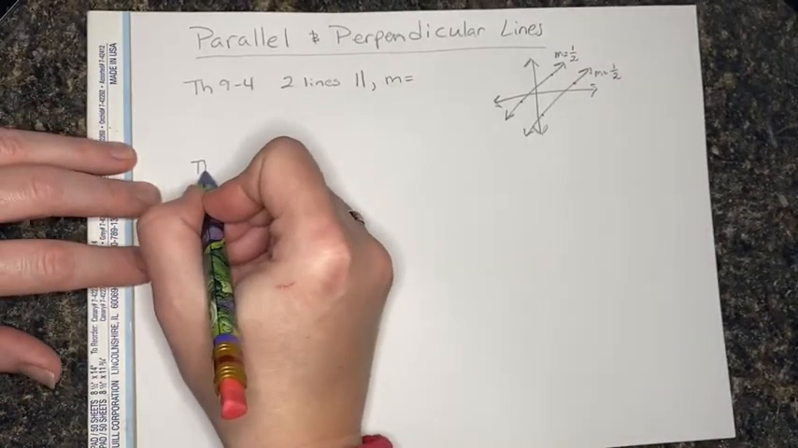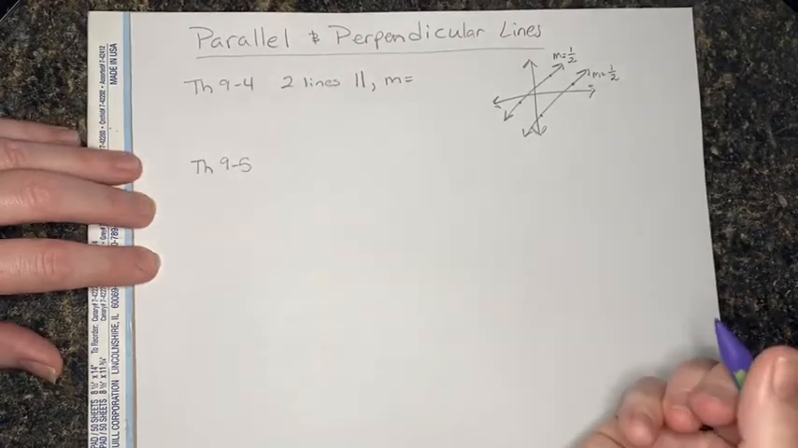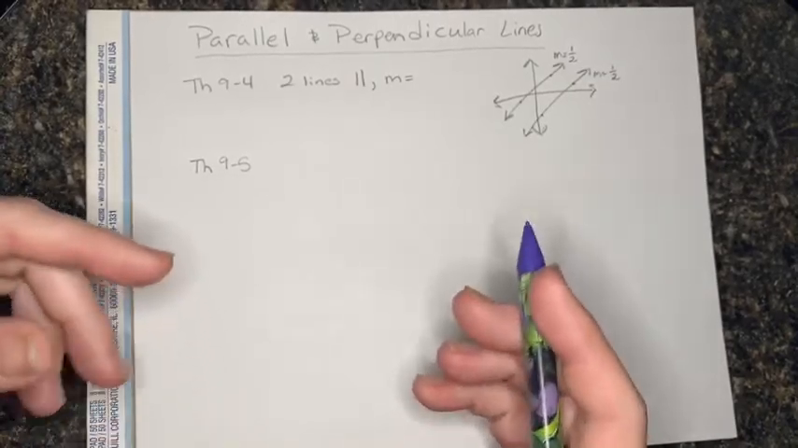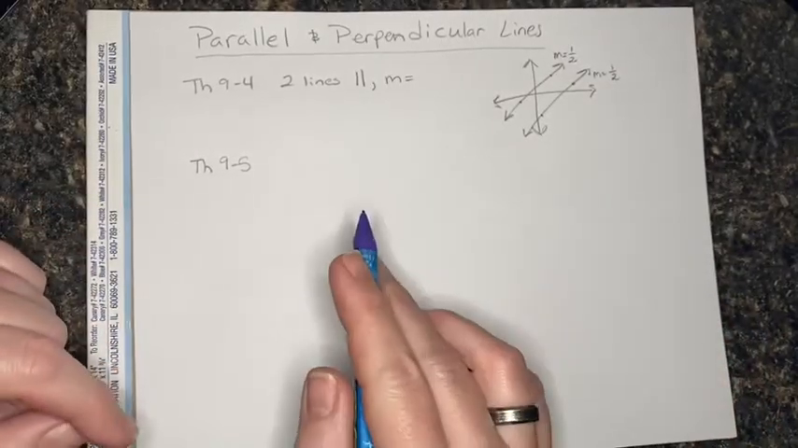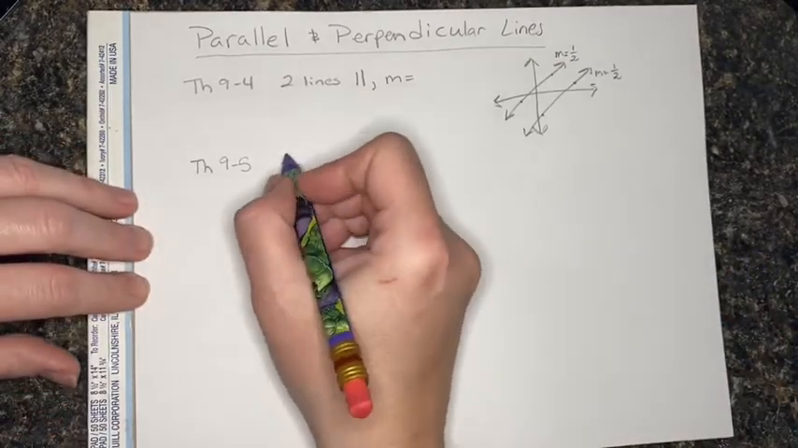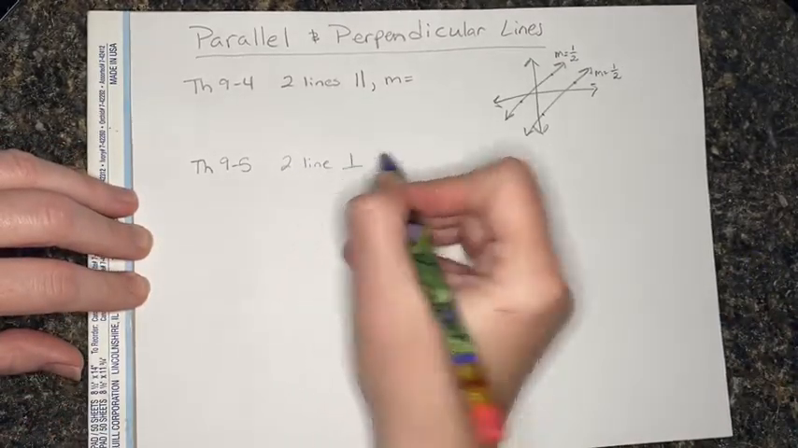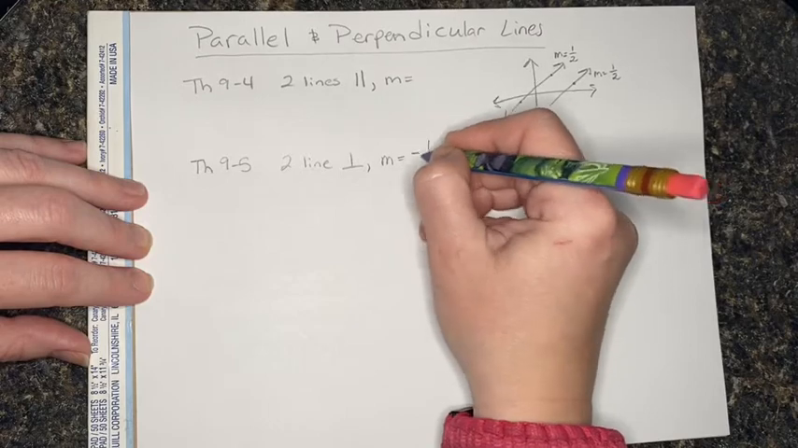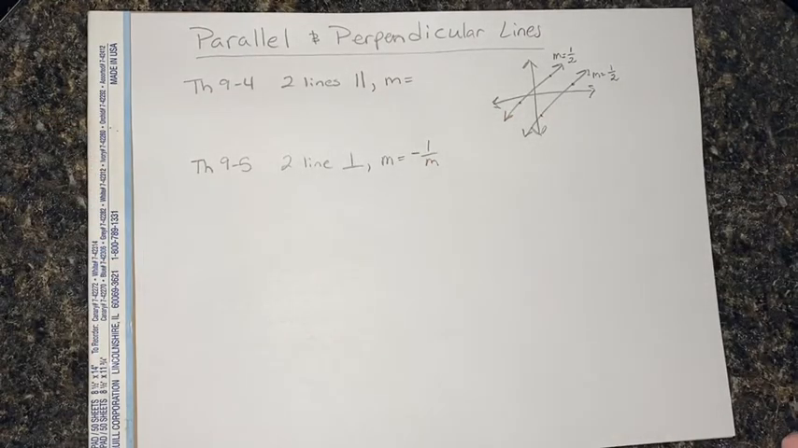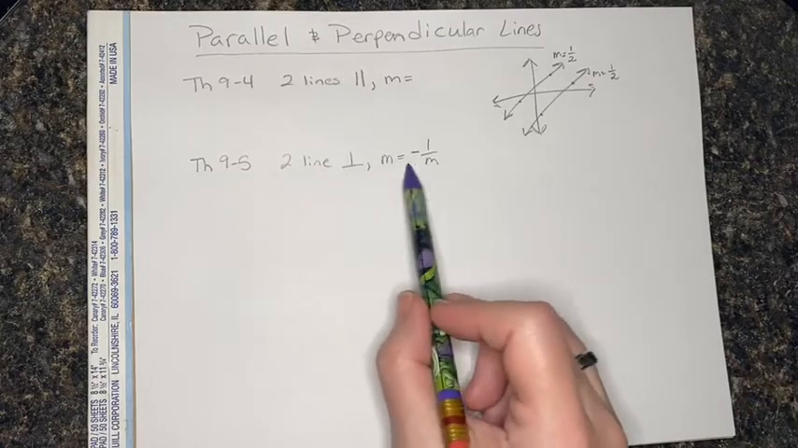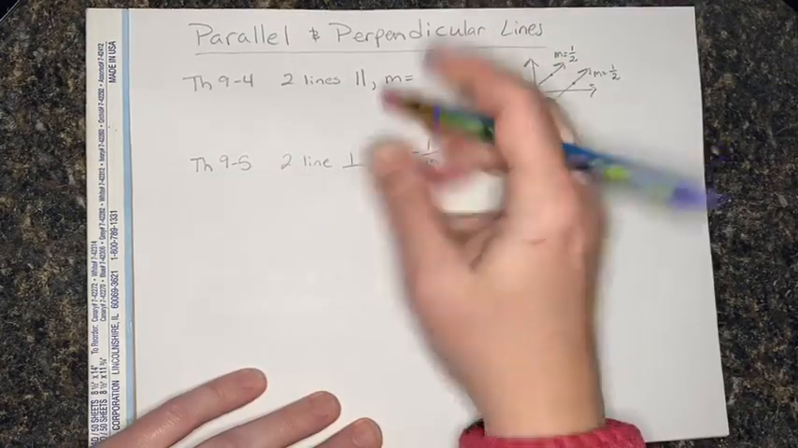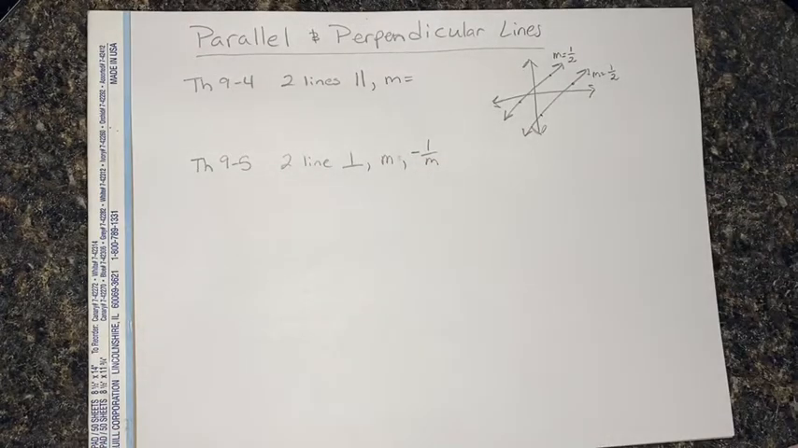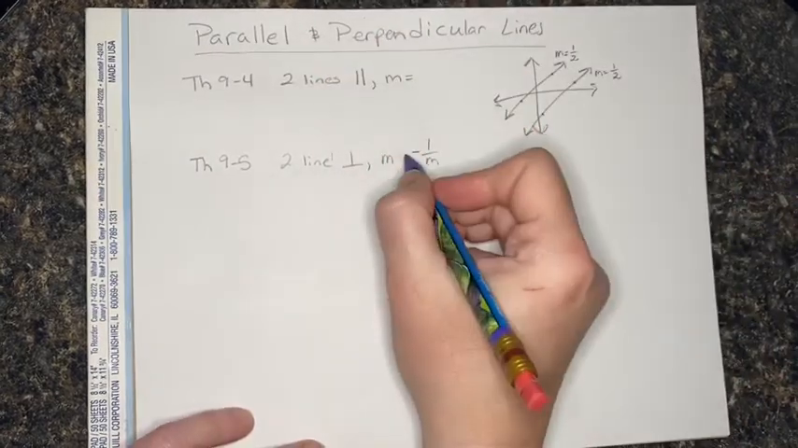Now, theorem 9.5 tells us that two non-vertical lines are perpendicular if and only if the slope of one is the negative reciprocal of the slope of the other. So two lines are perpendicular if and only if the slopes look like this. The slopes have to be, not equal, but one slope is a slope and the other slope has to be the negative reciprocal. Although they show it as equal in your theorem too. So I'm going to put my equal sign back.